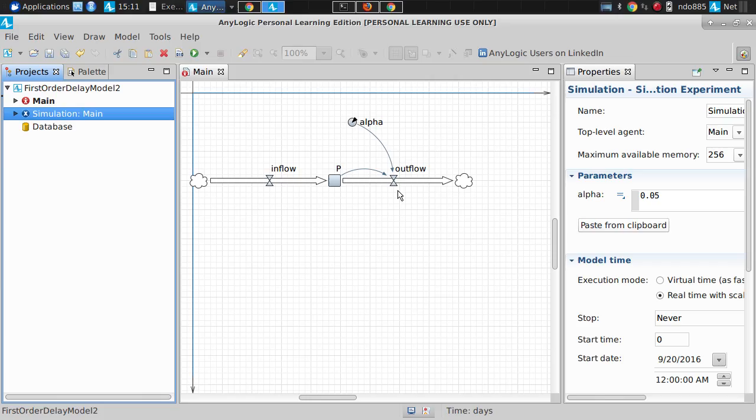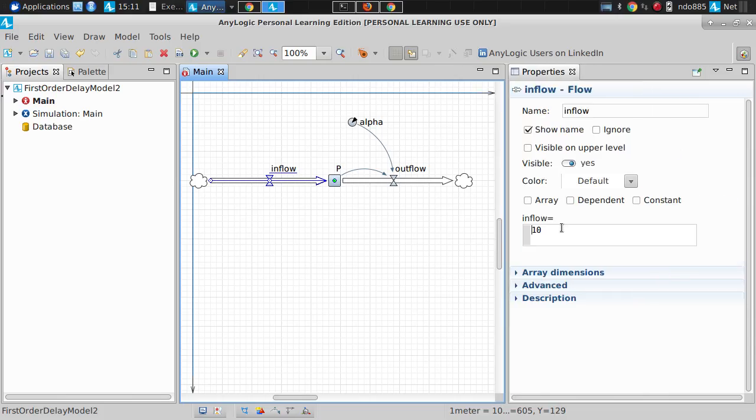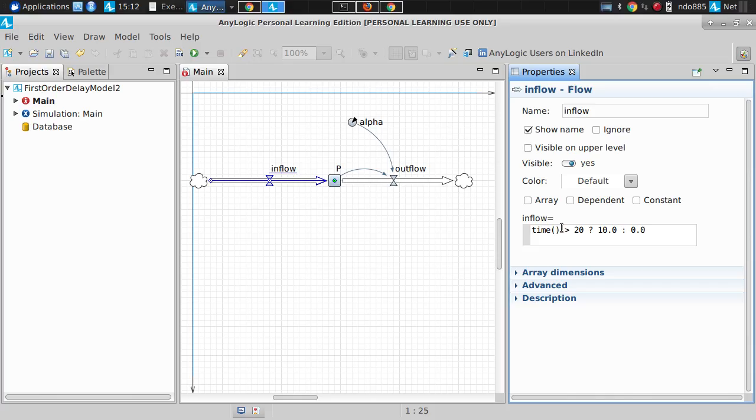Okay, now we're going to have some fun. Well, okay, if that wasn't fun enough for you. Ladies and gentlemen, let us now go to inflow, and I'm going to pose a couple of things. Instead of making inflow 10, I'm going to make inflow: if time is greater than 20, we'll make it 10.0, otherwise 0.0.